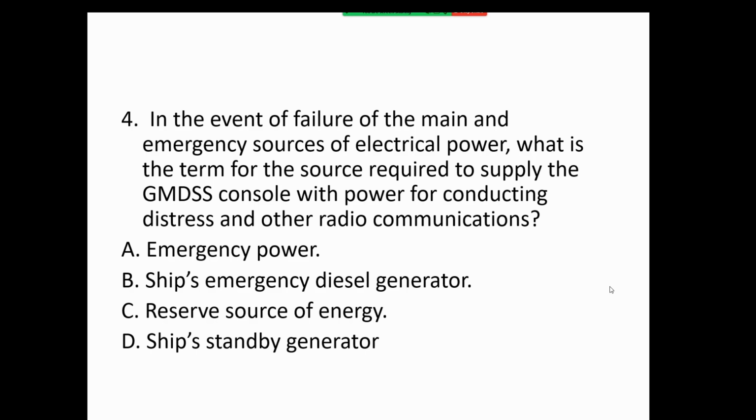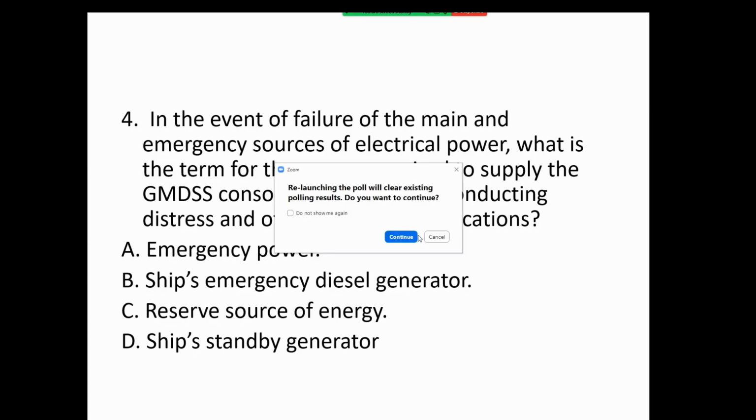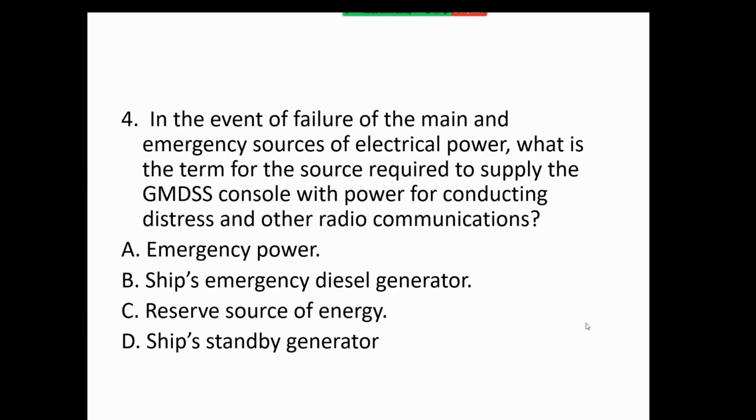Okay, next question. In the event of failure of the main and emergency sources of electrical power, what is the term for the source required to supply the GMDSS console with power for conducting distress and other radio communications? You can see the question is very similar. It's just got a lot of extra words in it. But if you search for the main words, you're going to see there's a failure of the main and emergency sources of electrical power, and then what type of source is going to be required.